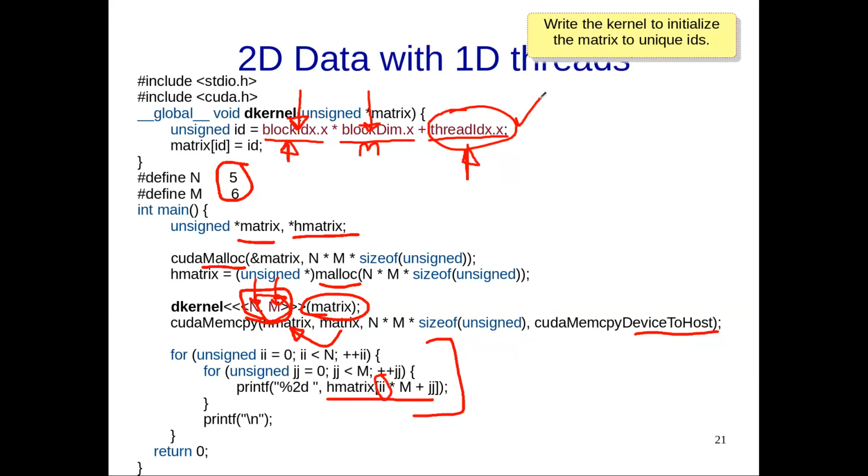And together you can get a unique ID which is going to run from 0 to 29 in this case. Okay? And therefore, once you have this unique ID, you will be able to initialize this matrix with a unique identifier, in this case, blockDim.x * blockIdx.x + threadIdx.x. Okay?